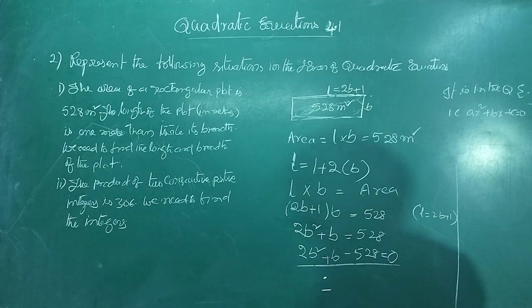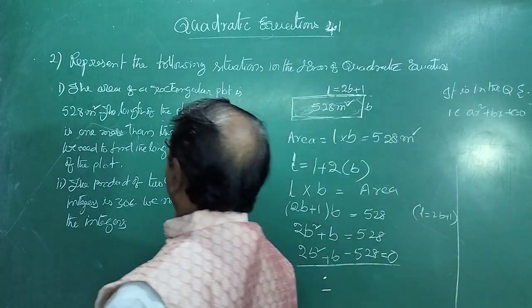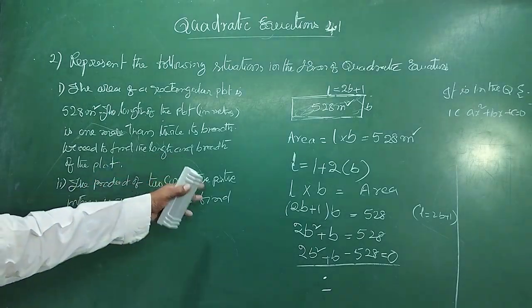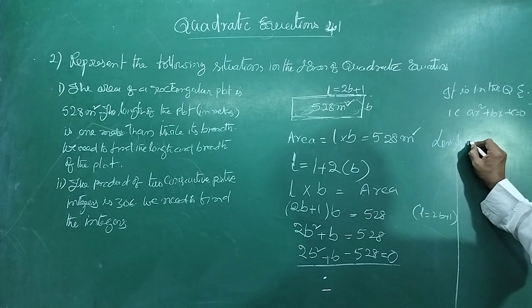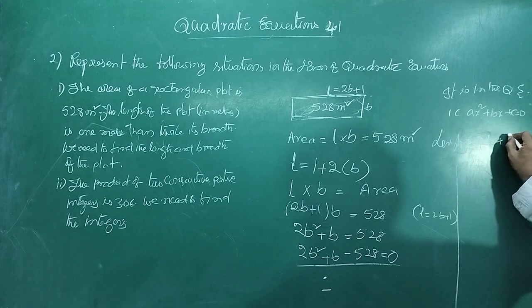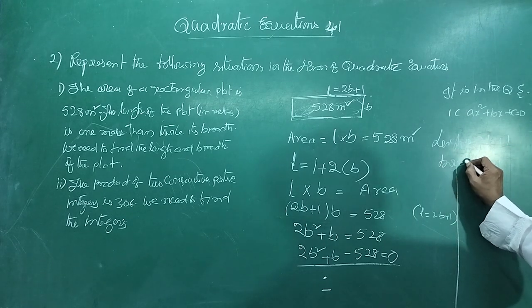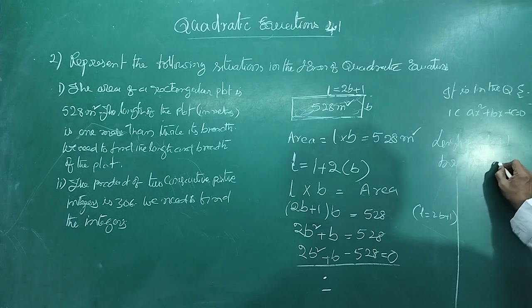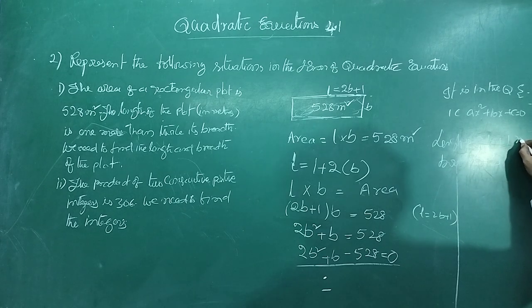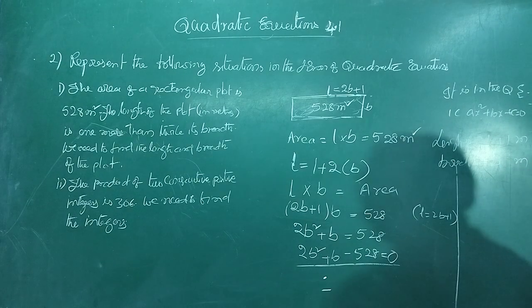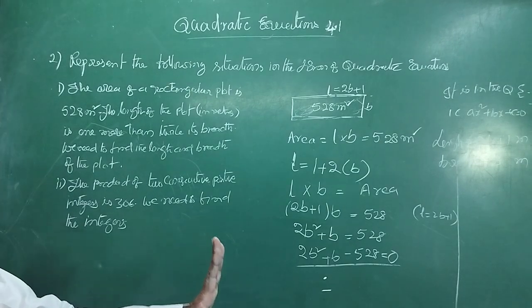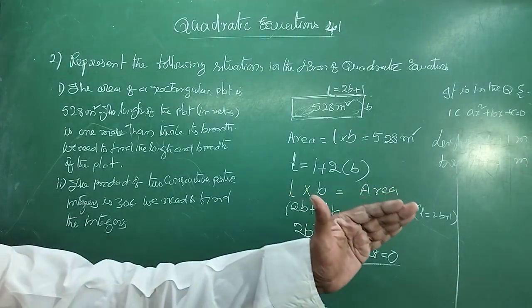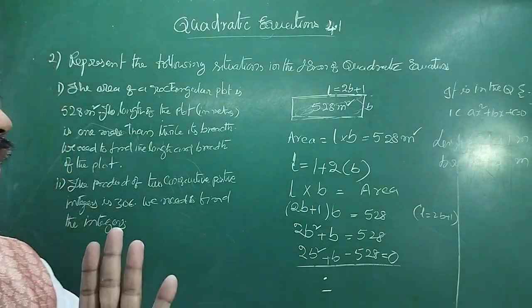What more was asked? Find the length and breadth. Length is 2b plus 1 meters. Breadth is equal to b meters. That is what we have to write. Are you able to understand? Now we have written the equation, and we found what the length is and what the breadth is.